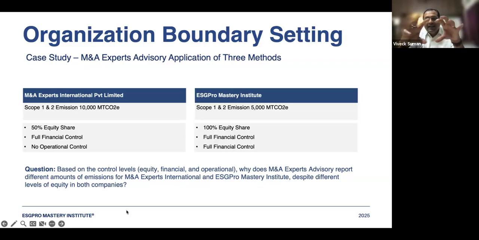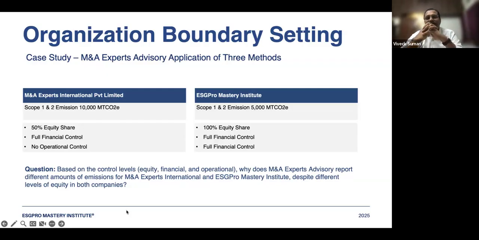Suppose the scope 1 and 2 emission by M&A Experts International is 10,000 metric tons of carbon dioxide in year 2024, and 5,000 in ESGPro Master Institute. What will be the total emission of M&A Experts Advisory as a group company?